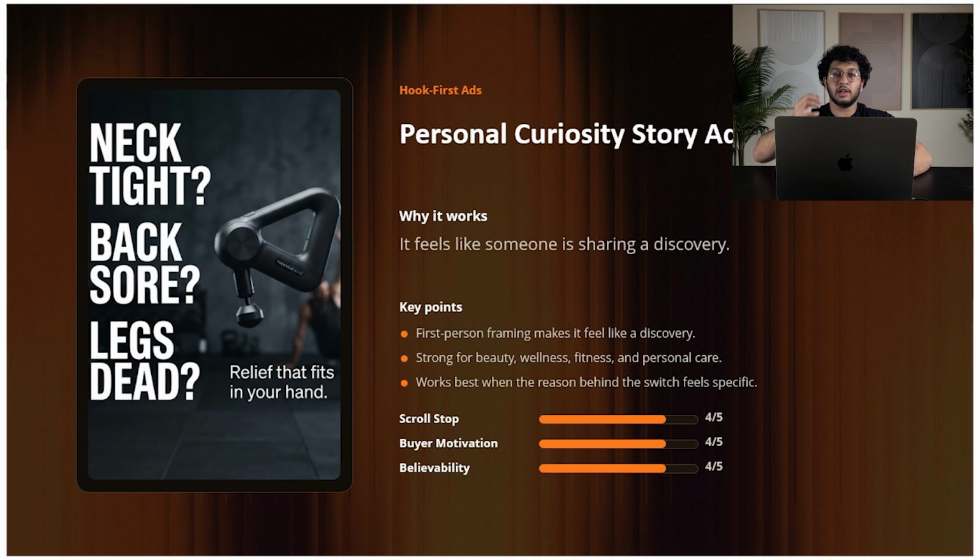This can be strong, especially in beauty, grooming, skincare, and wellness. But as a standalone ad, it depends heavily on the story being interesting. If the reason behind the switch is not specific, then the ad becomes soft. So I'd use this, but I would not put it in the highest tier.